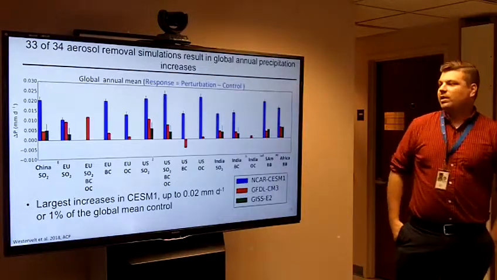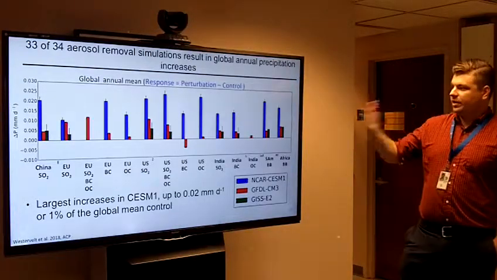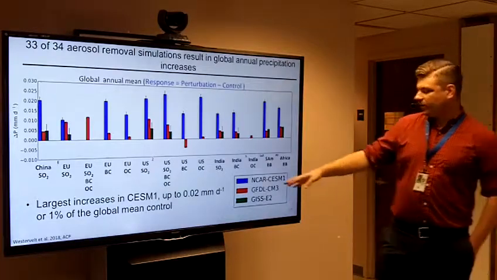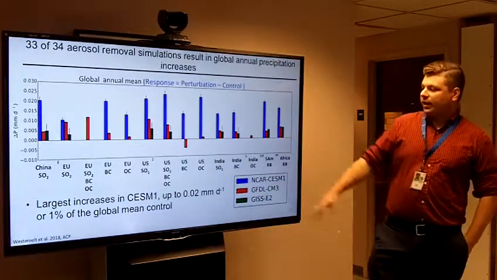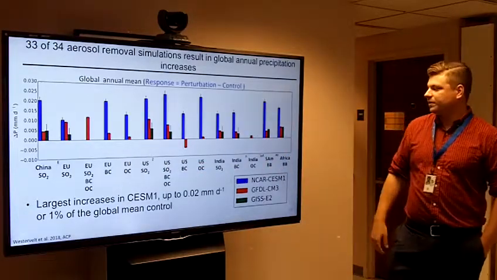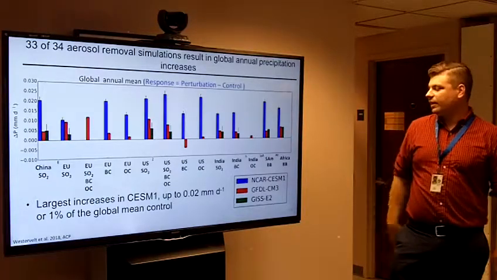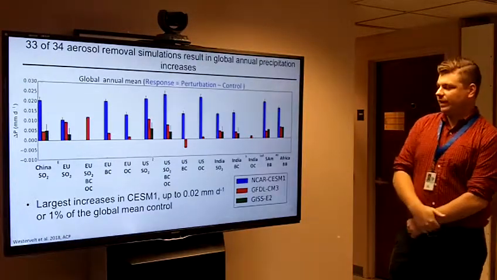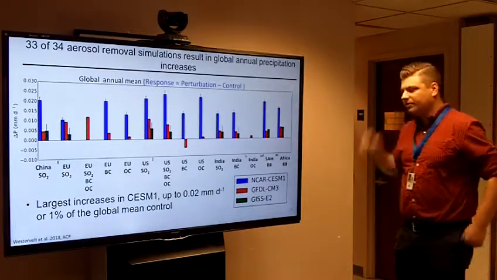So looking at the global mean delta precipitation, which is shown here in this plot, from all of the different simulations we did and all the different models. Blue is NCAR, red is GFDL, green is GISS, and on the x-axis is the different types of perturbation aerosol simulations we did. And the y-axis, of course, is delta P, precipitation. You can see that the NCAR model has the highest response to all these different varieties of perturbations. At the most, on a global scale, it's maybe a 1% increase of the control.